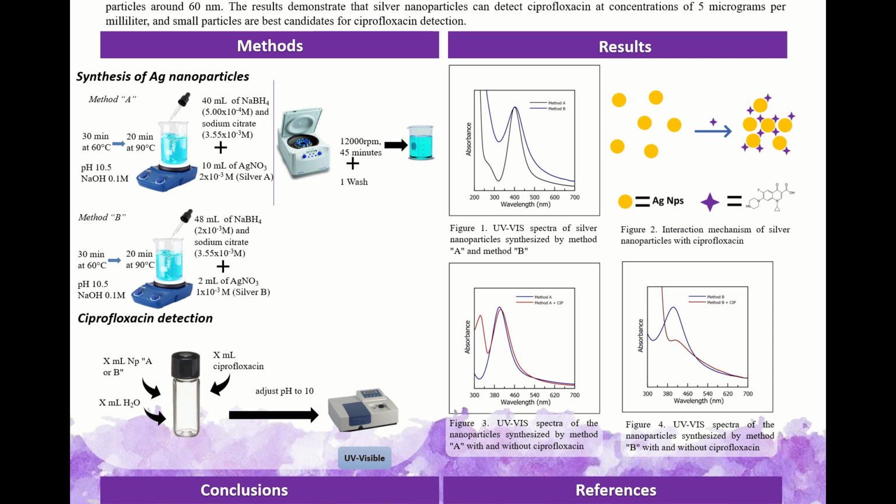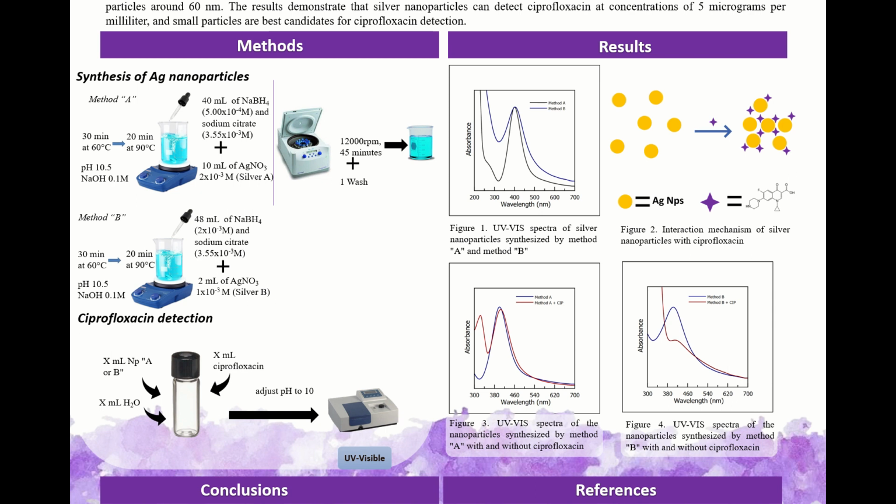While for the synthesis of nanoparticles by Method B, 48 ml of an aqueous solution of sodium borohydride, 2 times 10 to the negative 3 molar, and sodium citrate, 3.550 times 10 to the negative 3 molar, were prepared with vigorous stirring for 20 minutes at 60 degrees Celsius.